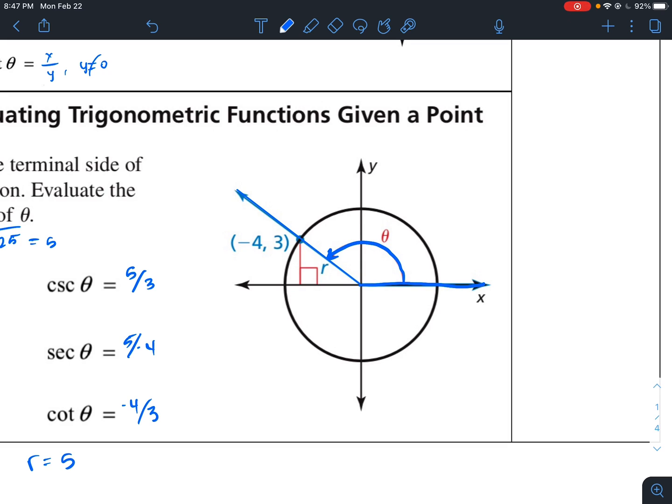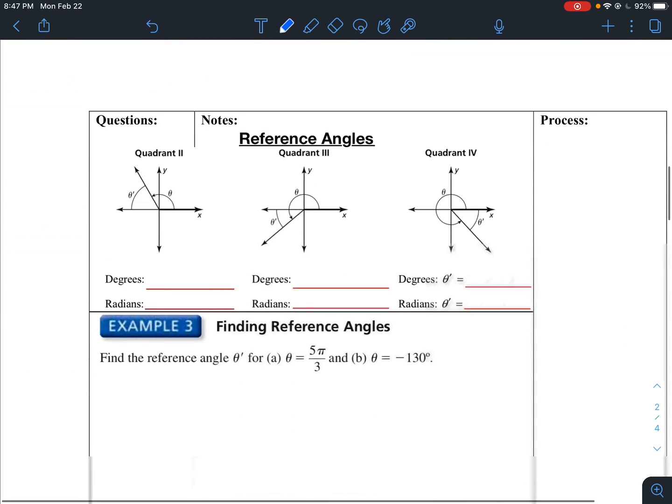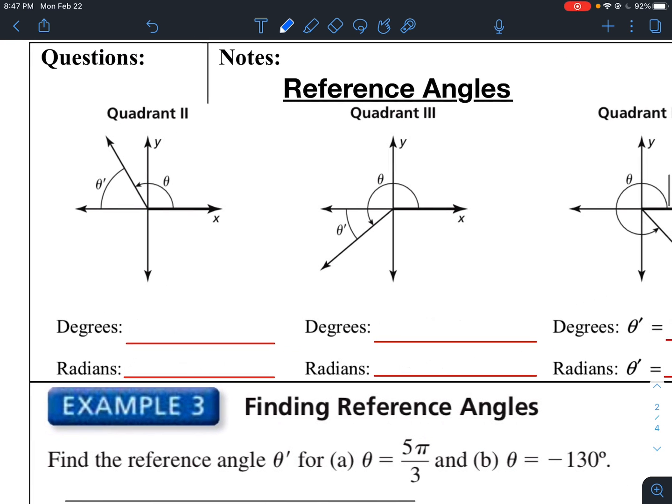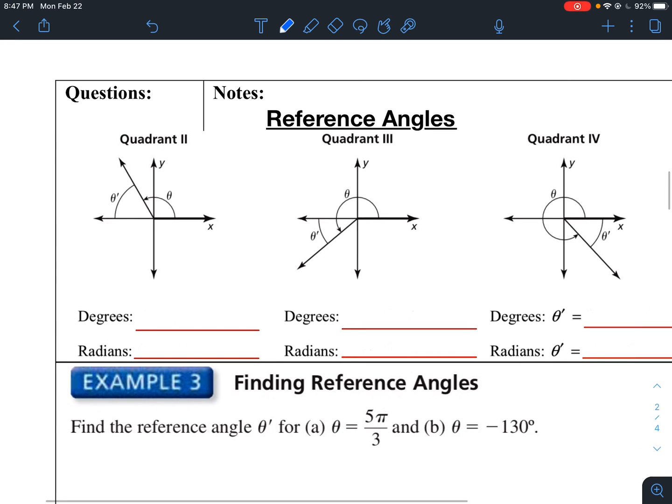The reference angle is the angle from the terminal side to the x-axis. So this right here would be our reference angle. We denote the reference angle as theta with a little dash mark above it. So this is how we denote the reference angle. Here are some easy ways to help you find it.